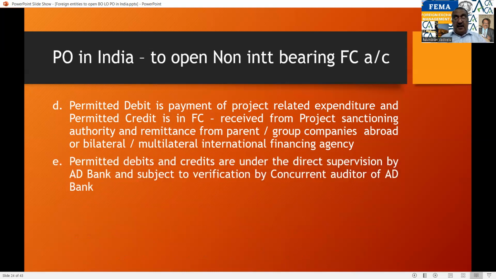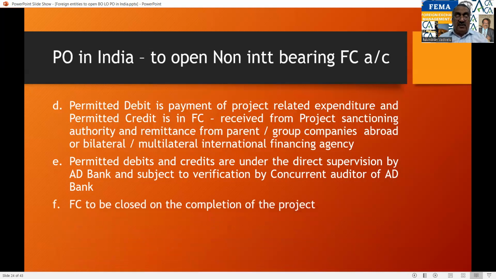And permitted debits and credits are under the direct supervision of the authorized dealer, because it is the responsibility of the authorized dealer to have direct supervision, and this is subject to verification by the concurrent auditor of the authorized dealer bank. So this is another professional opportunity available to the chartered accountant: a concurrent auditor who is doing the AD bank audit. He has to verify whether the permitted debits or credits are in accordance with FEMA.